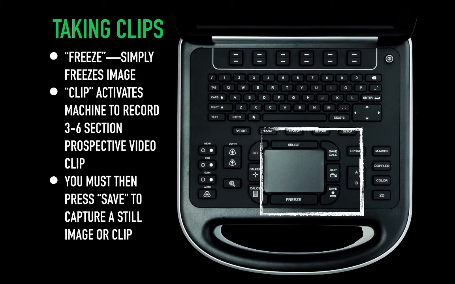Taking clips and still images. A clip is defined as a 3 to 6 second prospective or retrospective clip. Currently, most machines are set prospectively, but this can be easily reset. Freeze simply freezes the image. Clip activates the machine to record a 3 to 6 second prospective video clip depending on your settings. You must press save to capture a still image or capture a clip. And once you press end exam, this will be stored to the machine repository.